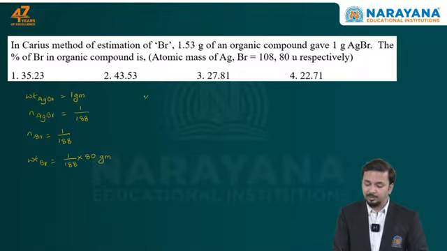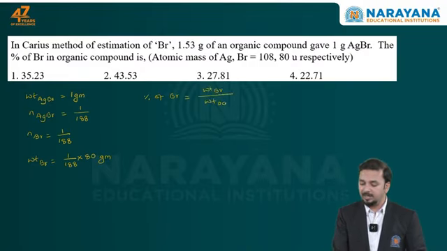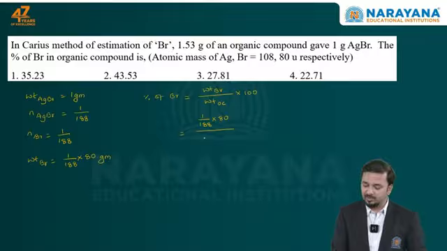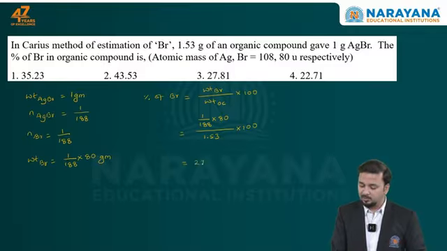Now they are asking the percentage of bromine. So the percentage of bromine will be equal to the weight of bromine upon the weight of organic compound into 100. We have calculated the weight of bromine as 1 by 188 into 80, divided by the weight of organic compound, given in the question as 1.53, multiplied by 100. If you simplify this, we'll get 27.81%. So the correct answer for this question is option 3.